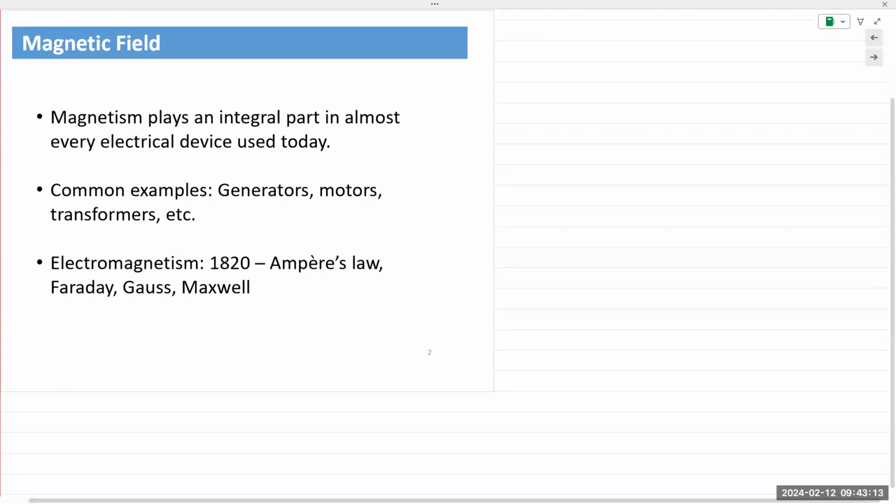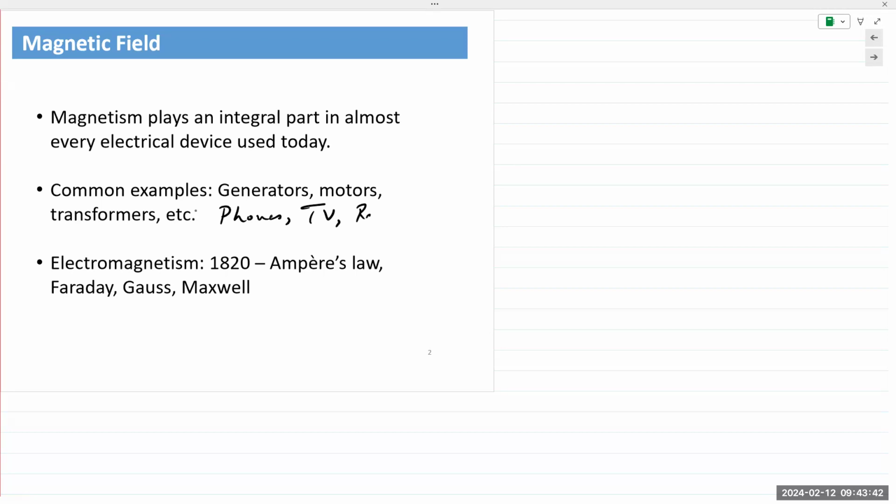So magnetism plays a very integral role in most electronic devices that we use today. Any kind of generators, motors, transformers, cell phones, any kind of wireless device, right? It all runs on electromagnetism. So let me add phones, television, radio, your wireless chargers. Anything wireless basically cannot function without electromagnetism.